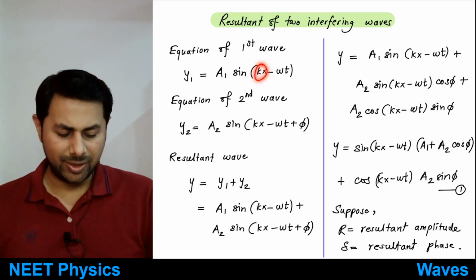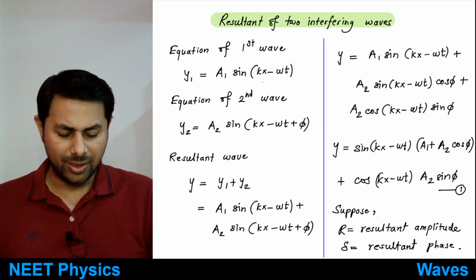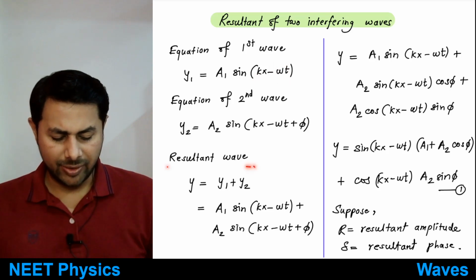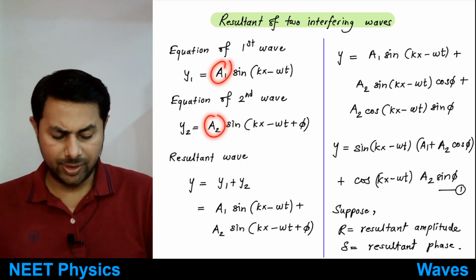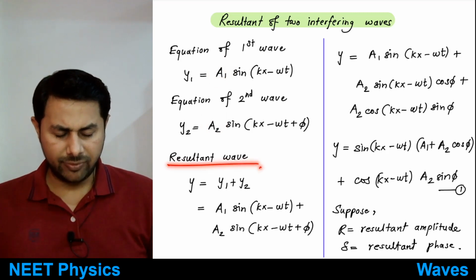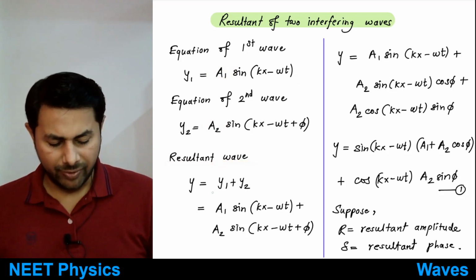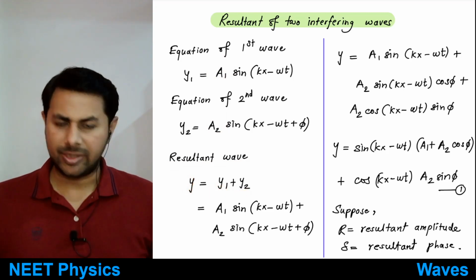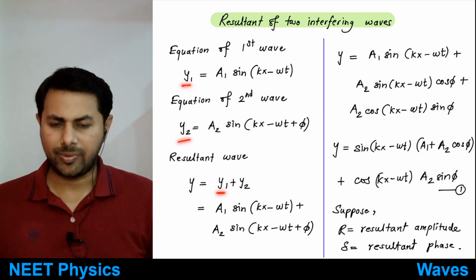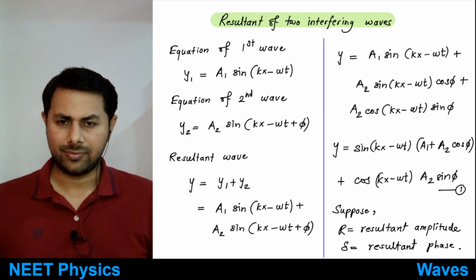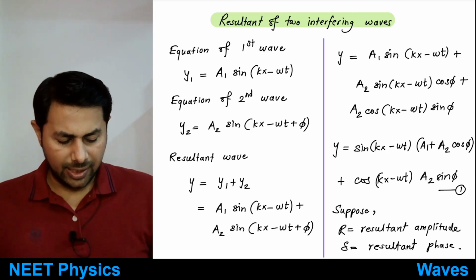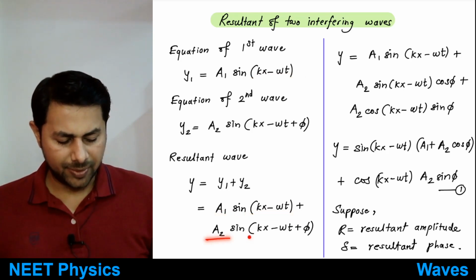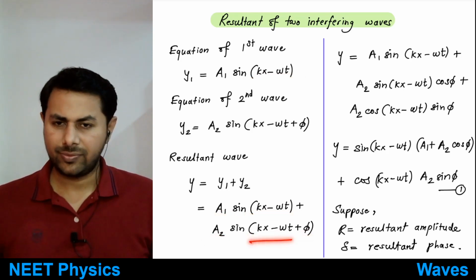How do you know? You know it from the wave number. Since the wave number and omega are equal, the wavelength and the frequency are equal. And one more thing, the amplitudes of these two are different. So the resultant wave is just the addition of these two, y1 plus y2. Here y is the total resultant displacement, the addition of the displacements produced by the two waves. So it is a1 sine of kx minus omega t, the first wave, plus a2 sine of kx minus omega t plus phi, the second wave.